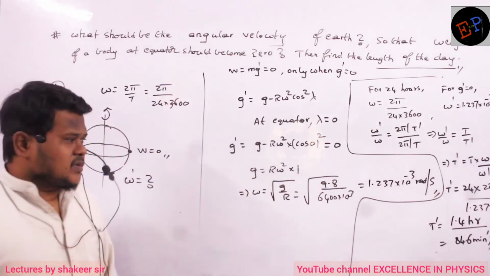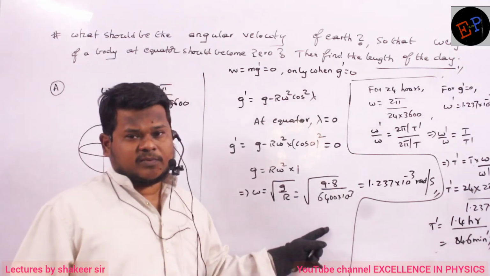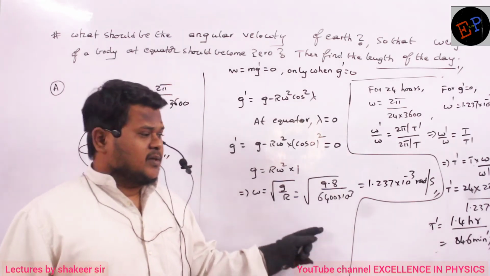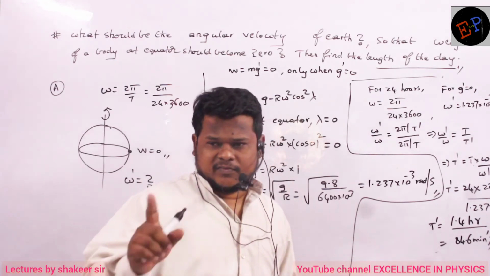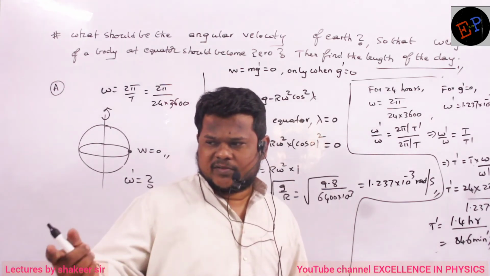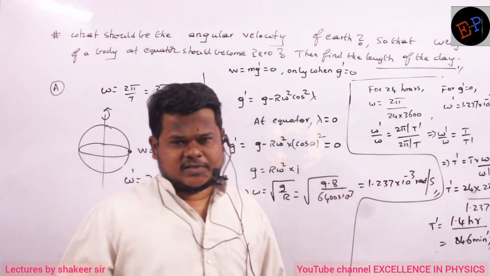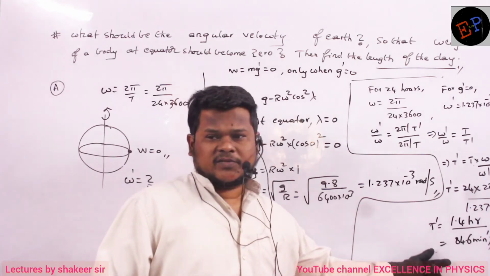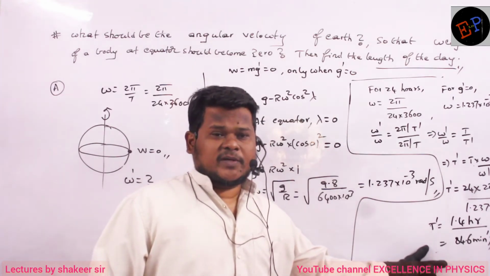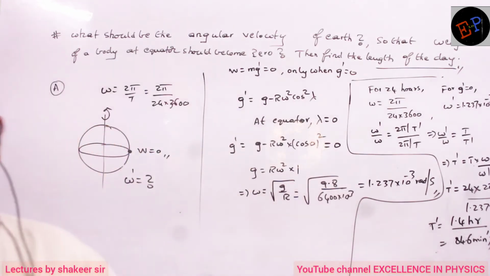Clear, no? So if the earth rotates with this much angular velocity, so that the weight of the body becomes zero at the equator, then the earth will complete a rotation in how much time? In 1.4 hours. Actually the time period is 24 hours, no? But in just 1.4 hours it will complete the rotation. So it means 42 minutes will be night, 42 minutes will be day. That's it. So make it out.